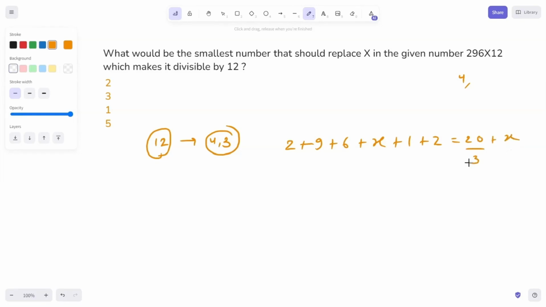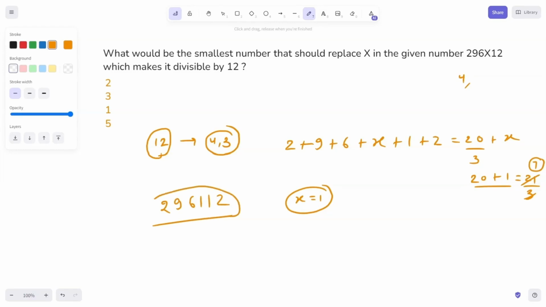Is 20 divisible by 3? No. So if I put the value of x as 1, then 20 plus 1 equals 21, and it is completely divisible by 3, 7 times. So I can say that the value of x can be 1. If we put the value of x in the number, 296112, this particular number will always be divisible by 12. So the value of x equals 1, and as you can see in the options, the third option is the correct option.